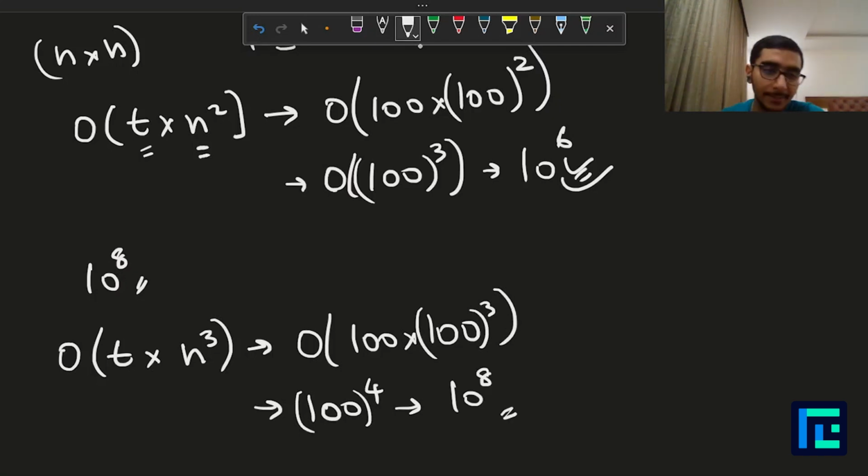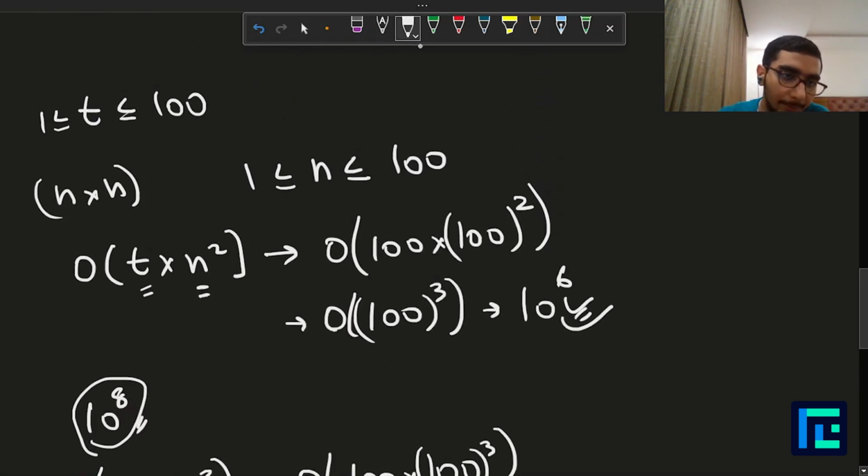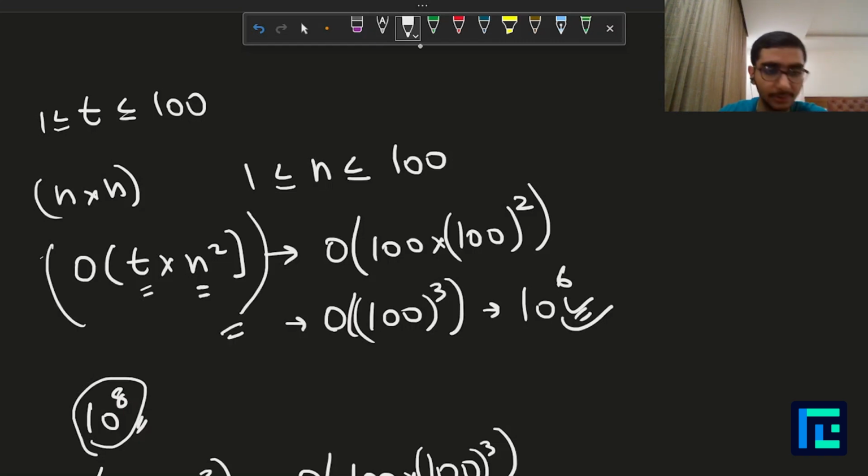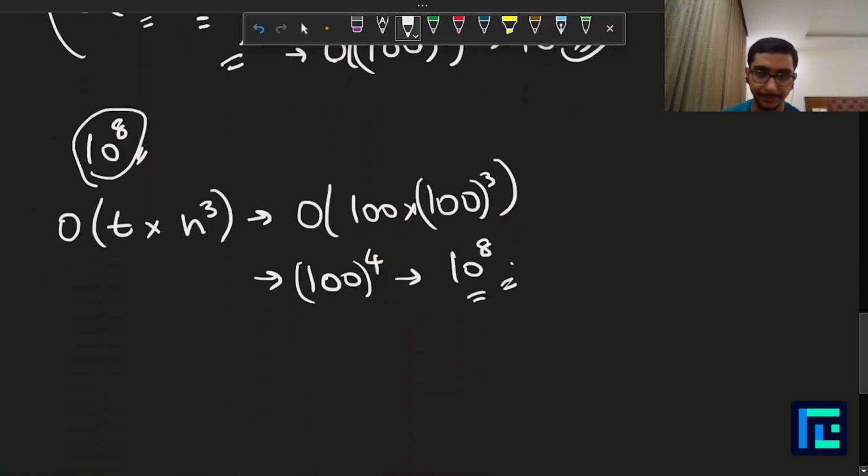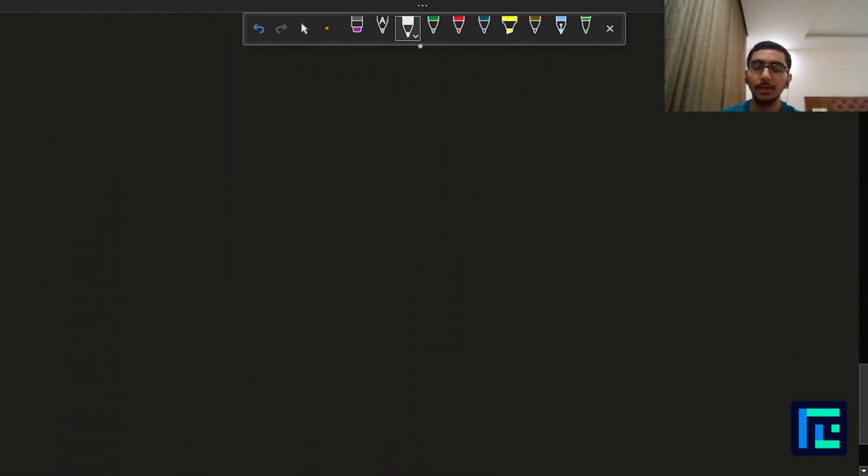So yes, 10 power 8 operations can run, but this would be a bit too close for our liking, right? So we don't want our solution to go this close to the time limit. We would be better off if we can limit our time complexity to O of t into n square. So this would be the expected time complexity for this solution, right? So now let's come to a solution, the main logic.